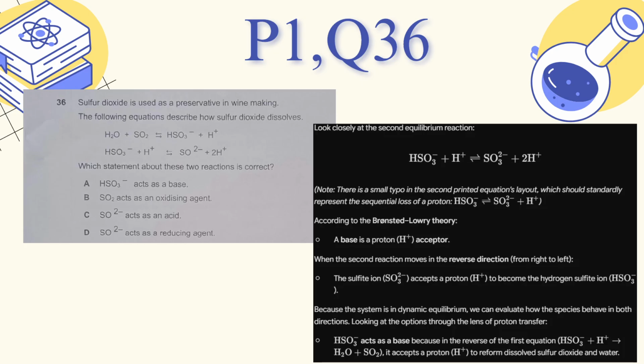As you can see, here's the equilibrium reaction. According to the Bronsted-Lowry theory, a base is a proton acceptor, and the sulfite ion accepts the proton to become hydrogen sulfite. Looking at the options through the lens of proton transfer, HSO3- acts as a base because in the first equation, HSO3- plus H3O+ reforms dissolved sulfur dioxide and water, as it accepts a proton.